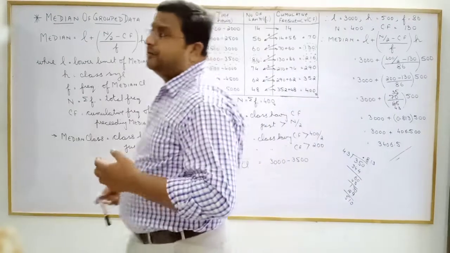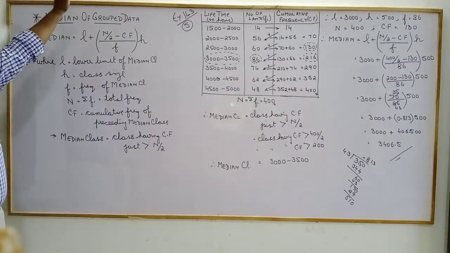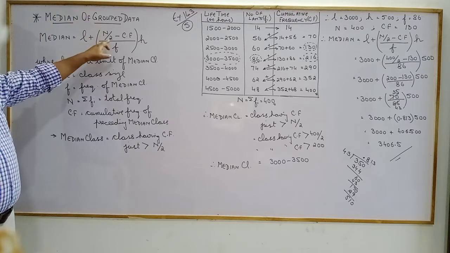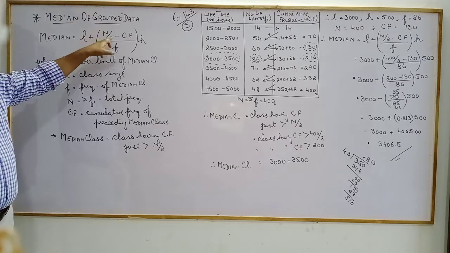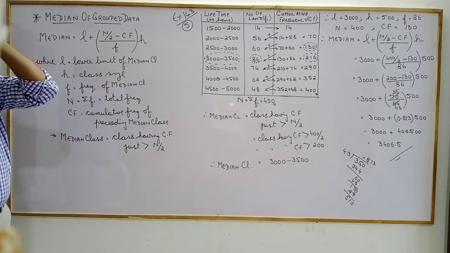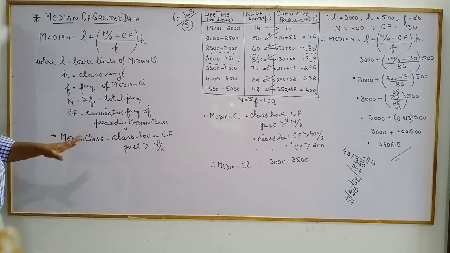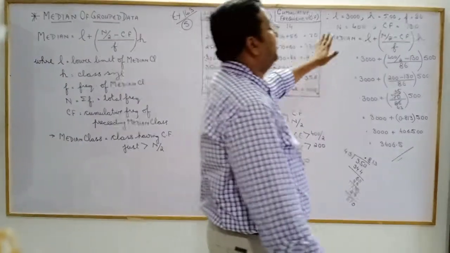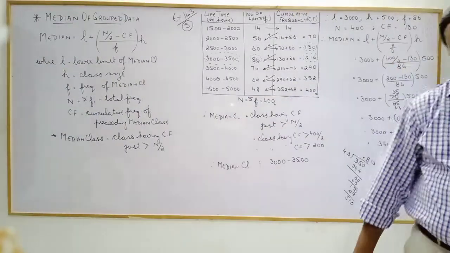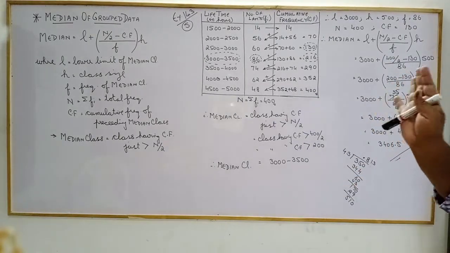Don't get confused between mode and median. Formulas are different. Mode was all on frequency. Median is on cumulative frequency: L plus N by 2 minus CF upon F into H. Please ensure that you do not make any calculation mistakes, otherwise things will go wrong. Correct? Please go through the question. It is there on board for you. Please check it.